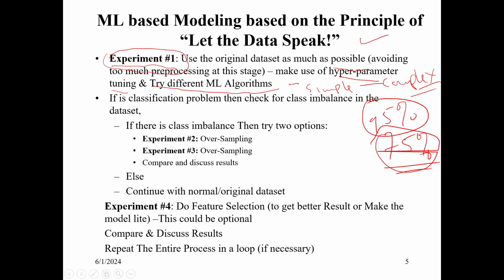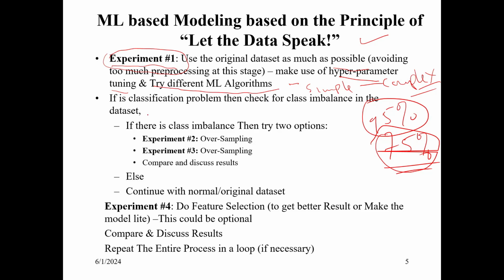First of all, go for a very simple algorithm. Use the original data set as much as possible, and then move on. Once you have run the experiment on the original data set, then you can move further. Maybe your result is bad, no worry. You can always go back to do as much pre-processing as possible.